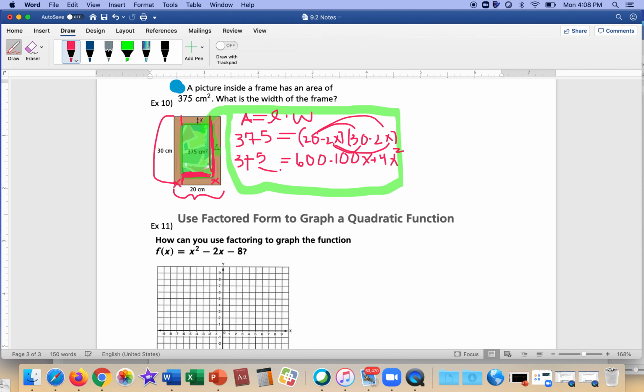Now we move the 375 to the right, because we want 0 on one side. Remember, I'm not just turning this into a 975. We're subtracting 375. So we would end up with 600 minus 375, which would get us 225. And I'm going to put that positive 225 over here because I'm going to write this in standard form. It's a positive value. I have a 4x squared, I have minus 100x.